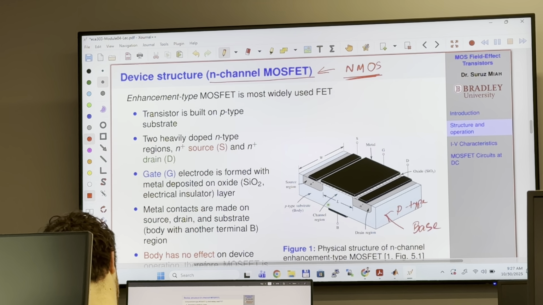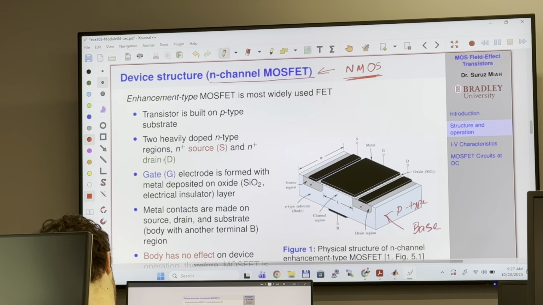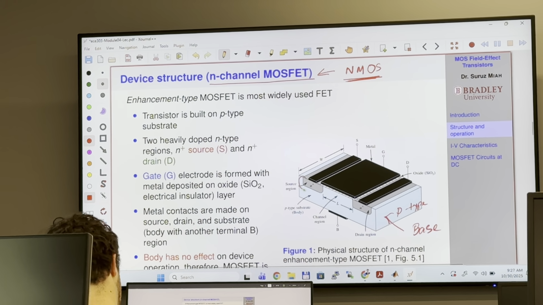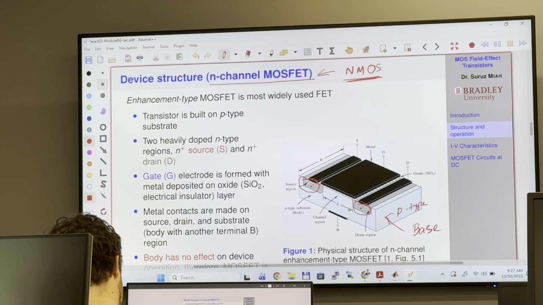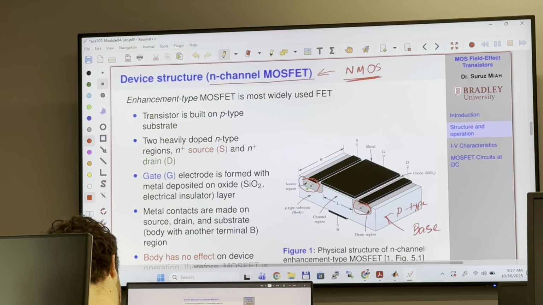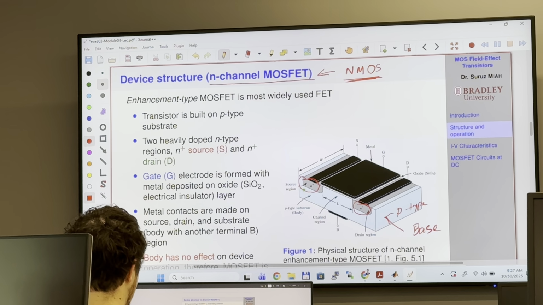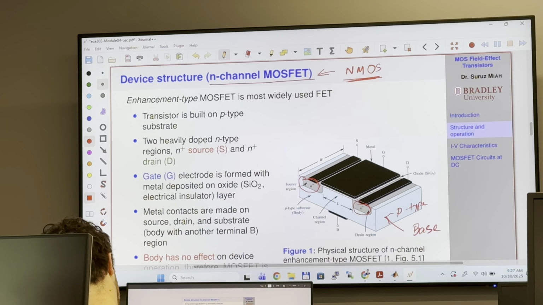So this is the base, and then there are two heavily doped N-type regions. These are the two regions here, heavily doped with N-type materials. One is called the source, the other one is called the drain. Okay.